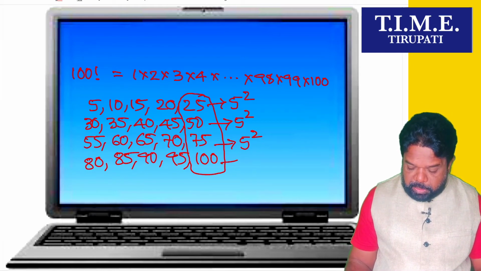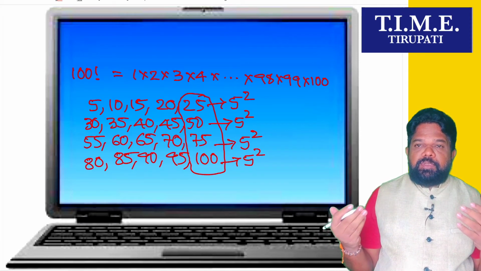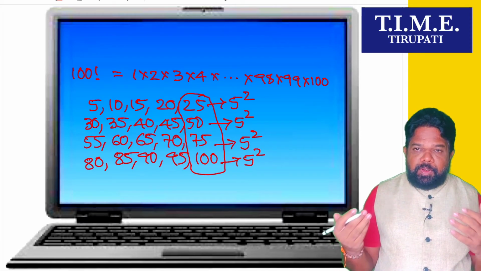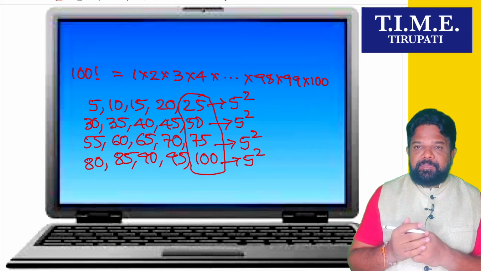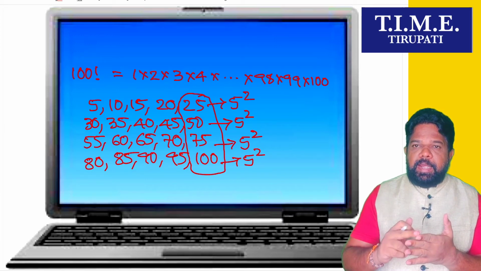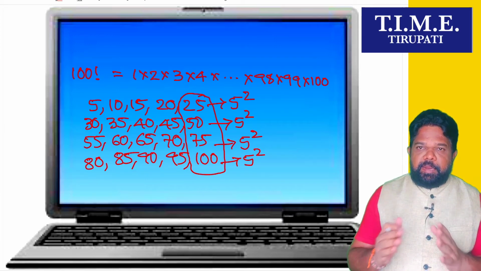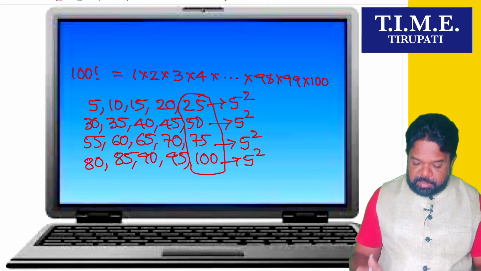Now 100 can also be written as 25 into 4, and 25 again has two 5's. So in 25, 50, 75 and 100, two 5's are there. In the remaining numbers only one 5 is there. Now count how many 5's are there here.